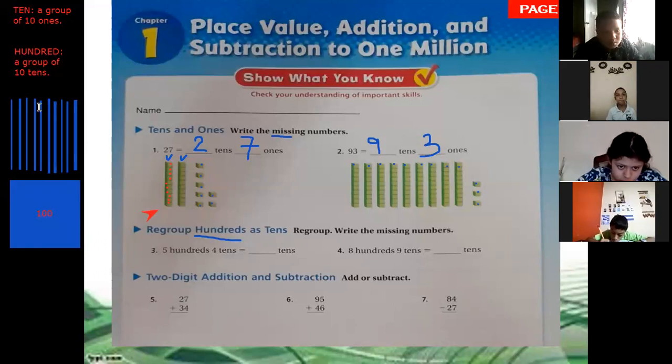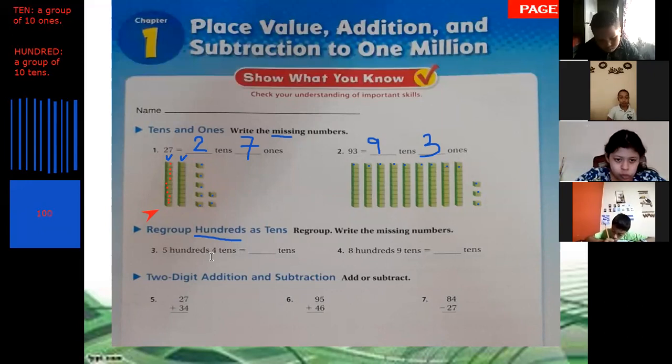And each of these bars represents 10 ones. So if we count by tens, we get 100. So 100 is a group of 10 tens. This is what it means. 10 grupos de 10. That's what it means. So let's write this one.